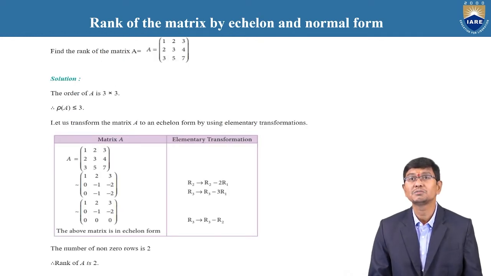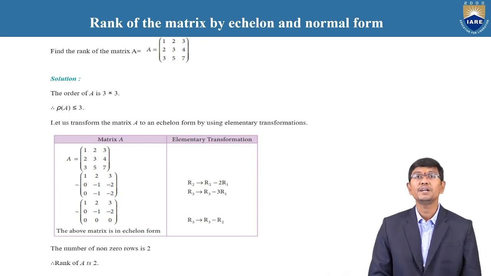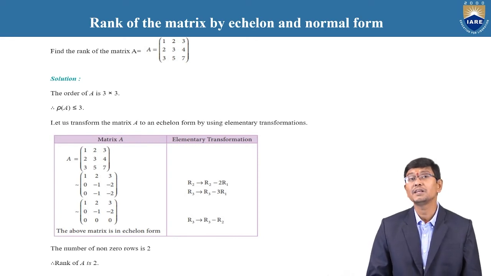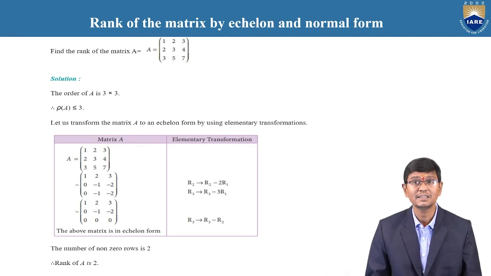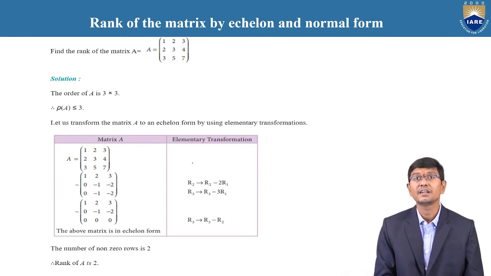Find the rank of the matrix 1, 2, 3, 2, 3, 4, 3, 5, 7. Therefore, we need to observe that the order of matrix A is 3 by 3. Therefore, the rank of a matrix is less than or equal to 3, which is compulsory. We need to satisfy it. Depending upon the given matrices, it is either equal to 3 or less than 3 only.